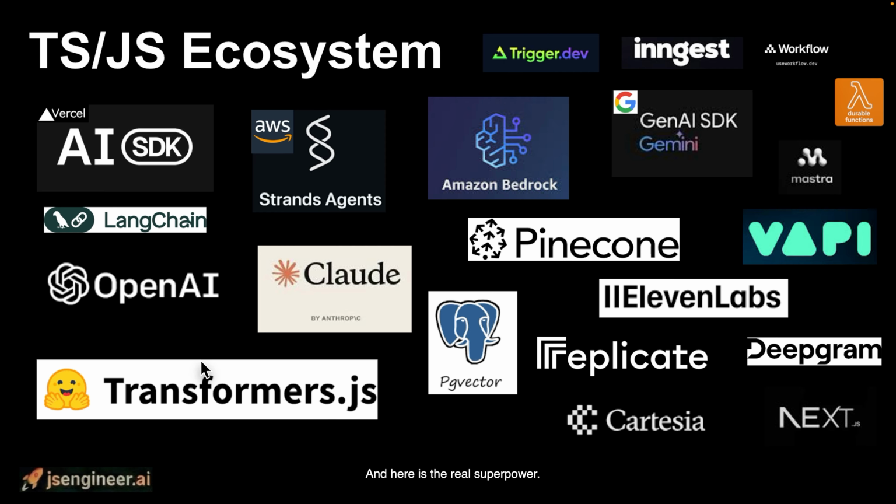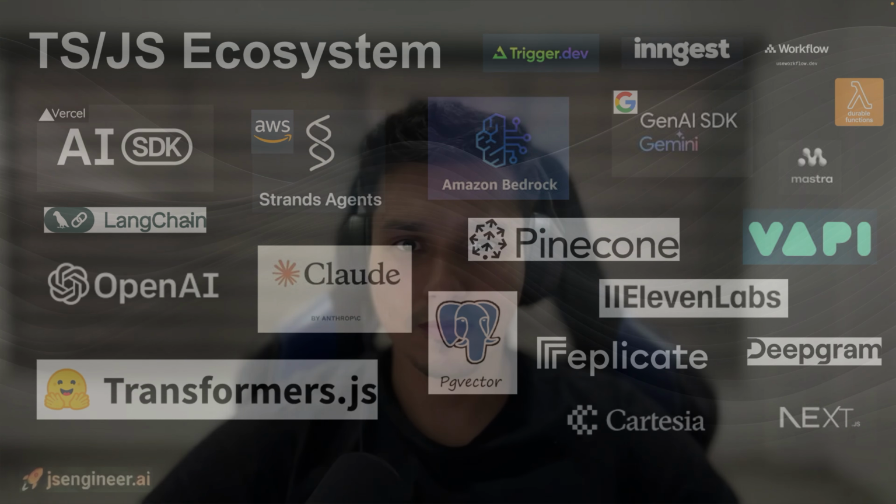And here is the real superpower. We can run models locally in the browser using transformers.js. That means near zero latency and zero server costs.